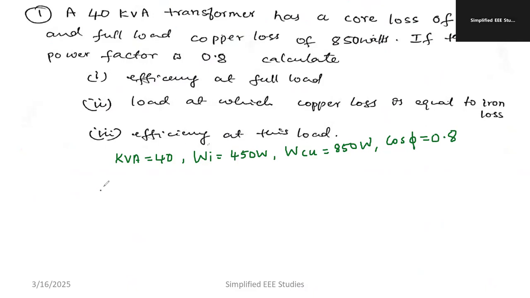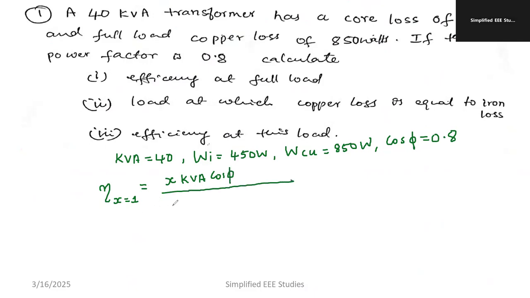That means X is equal to 1, the fraction of load is equal to 100%. So what is the formula? The formula is very simple, as we already discussed in the last session. That means X into kVA cos phi, that is equal to output. Output divided by output plus losses.